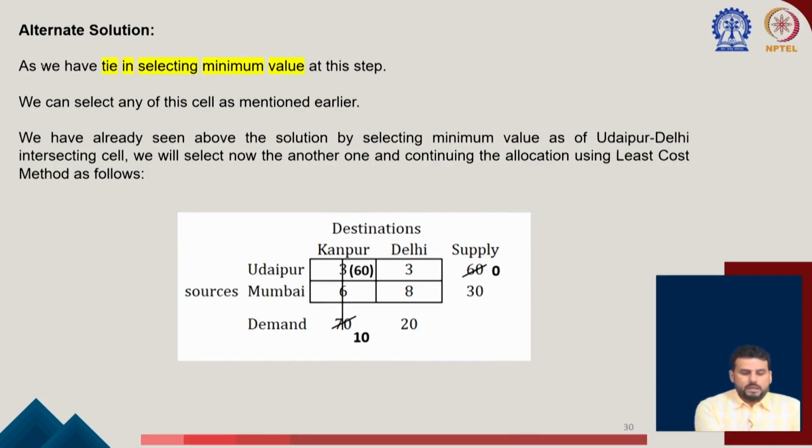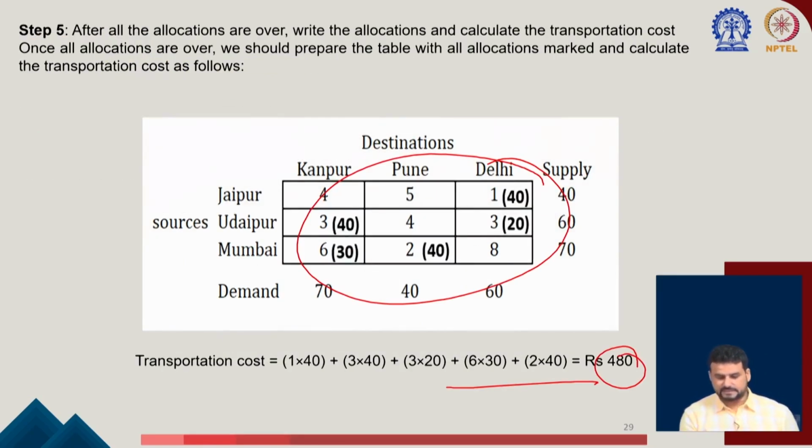So an alternate solution, if we have a tie in selecting the minimum value. We were having a tie; in this solution they allocated all 60 units in this cell only, but they allocated 40 and 20. Now there is a tie. So what is the meaning of a tie? That means I can transport either fully 60 units from Udaipur to Kanpur, or maybe from Udaipur to Delhi 20 units. Then you can pick which option you want, because whatever option you pick, the cost will be the same, right.